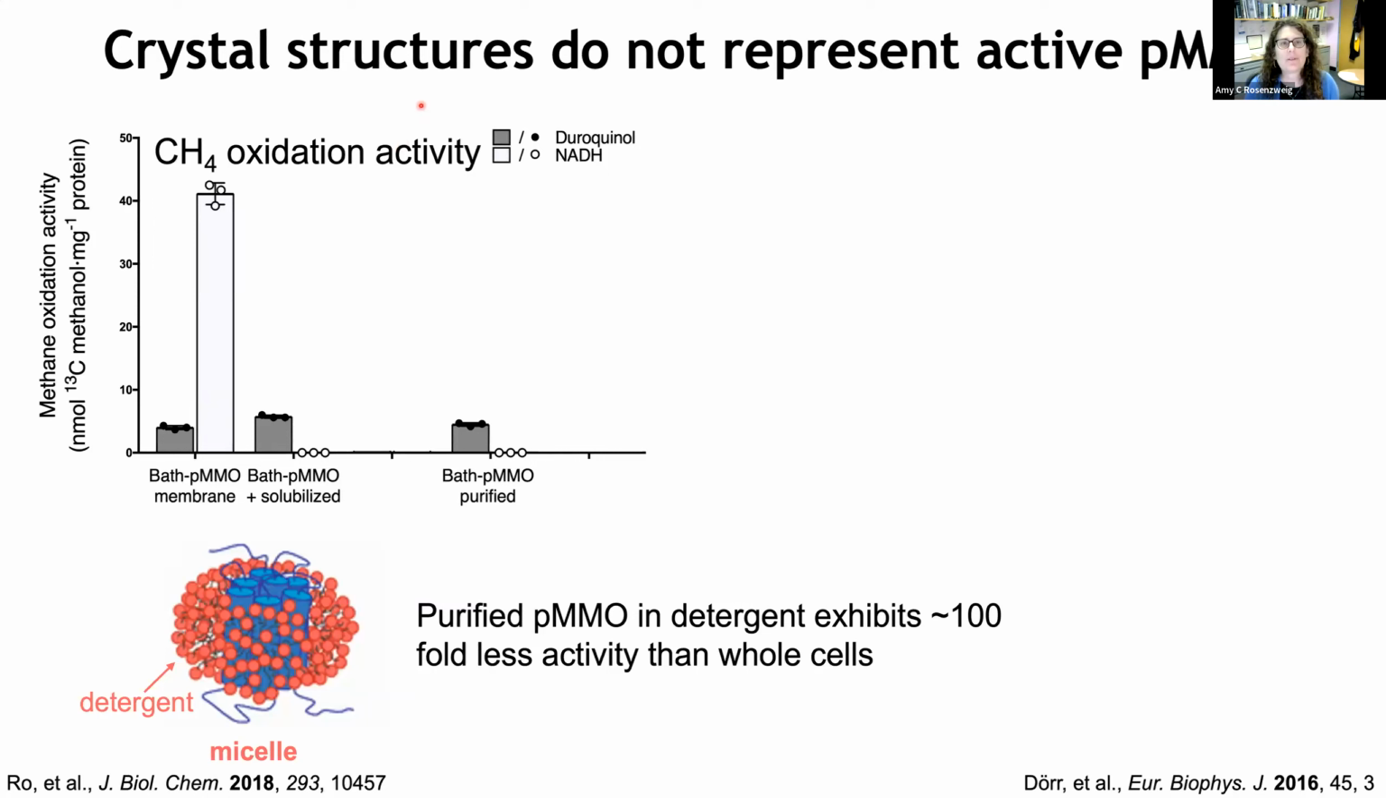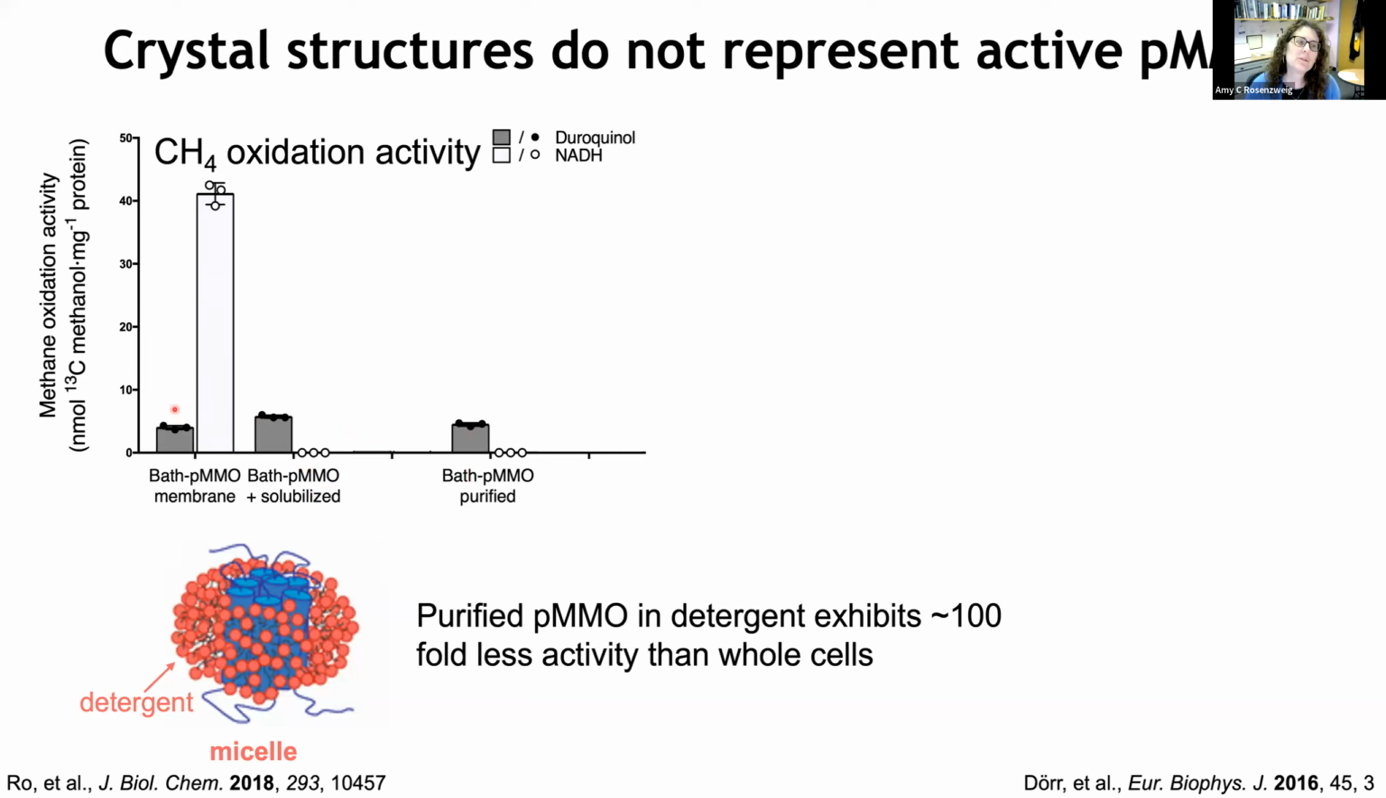The crystal structures actually, I hate to say it, but it's true, don't really represent an enzymatically active form of the PMMO. So what happens is when you purify the PMMO in detergent, you lose a ton of activity. So what happens is we take the enzyme out of the native membranes, we surround it with detergent to solubilize it, to crystallize it. And if you look here, here are some numbers for methane oxidation activity, and you can see that the activity is very low on solubilized and purified enzyme.